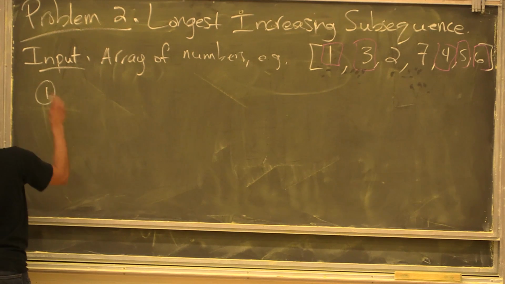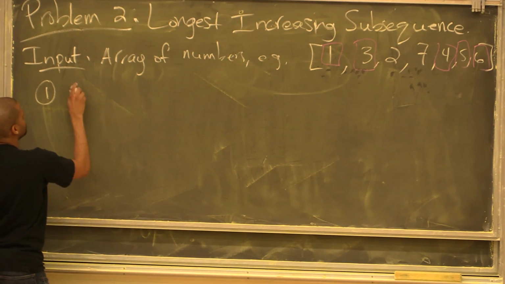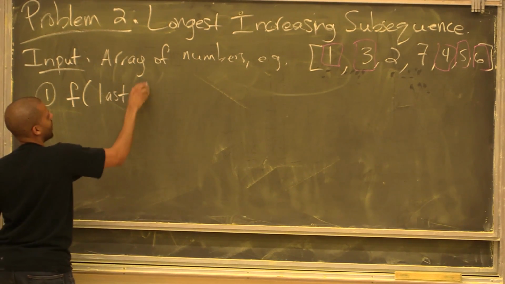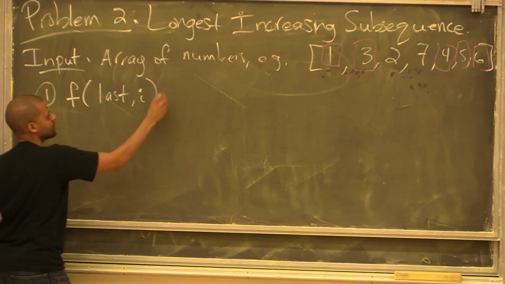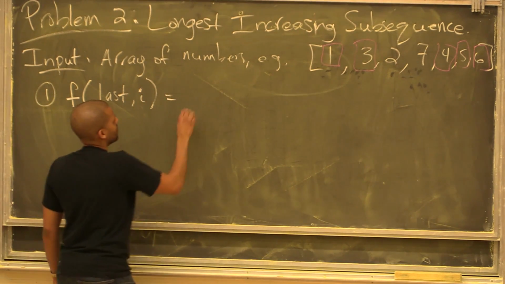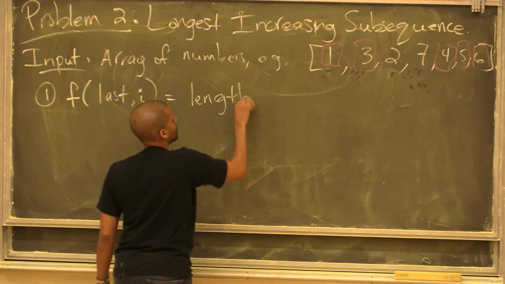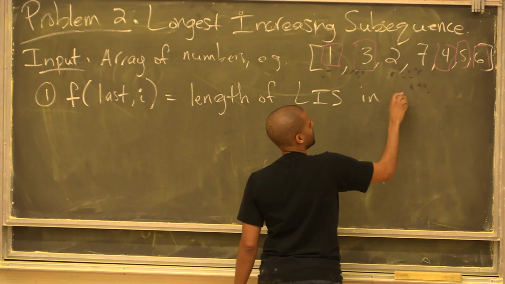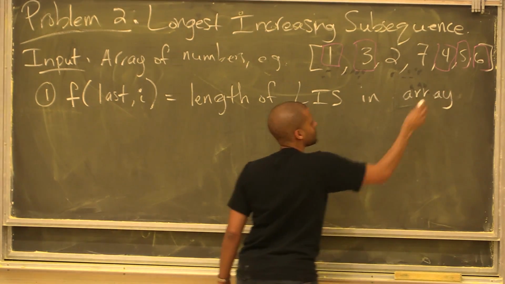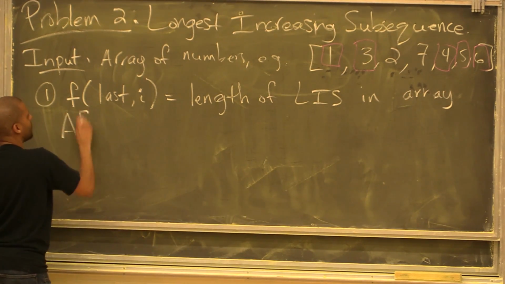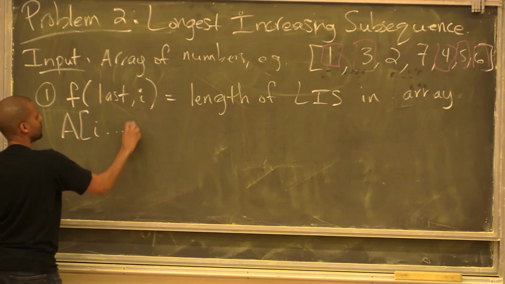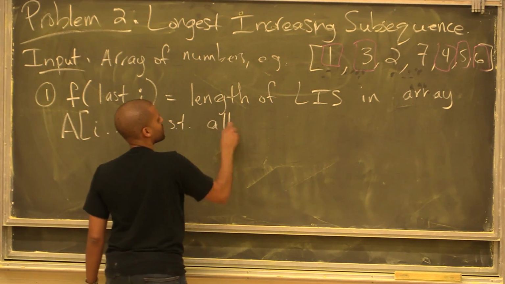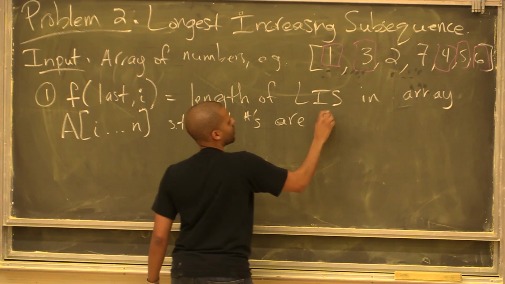I'm going to define a function f, let's call it f(last, i), is equal to the length of the LIS, the longest increasing subsequence, in the array A, where I'm only allowed to use the numbers from the ith entry onward, okay, such that all numbers I pick are bigger than A[last].